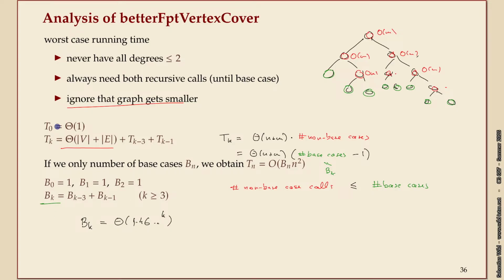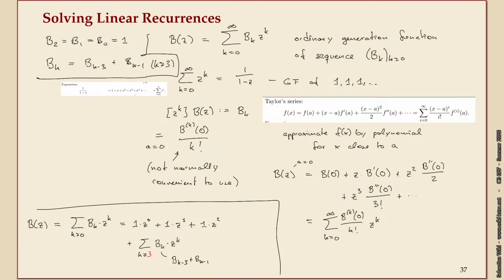We didn't actually analyze T of k, we analyzed B of k, the number of leaves or base cases. That recurrence was a bit simpler in that it didn't have this extra term, the red part, which depended on the graph size. Here, everything just depends on the parameter k. Okay, and then I'm not going to repeat all that.